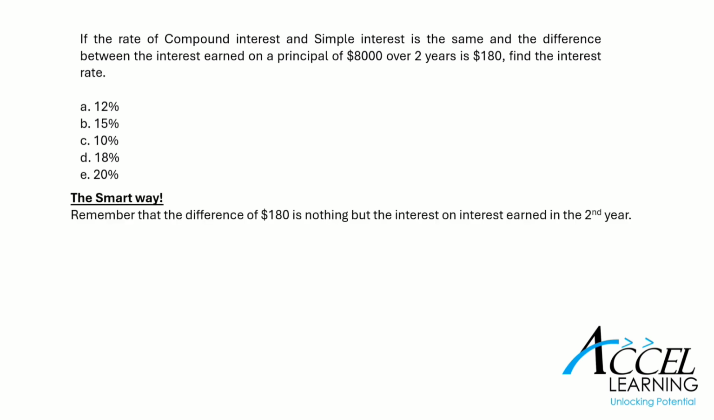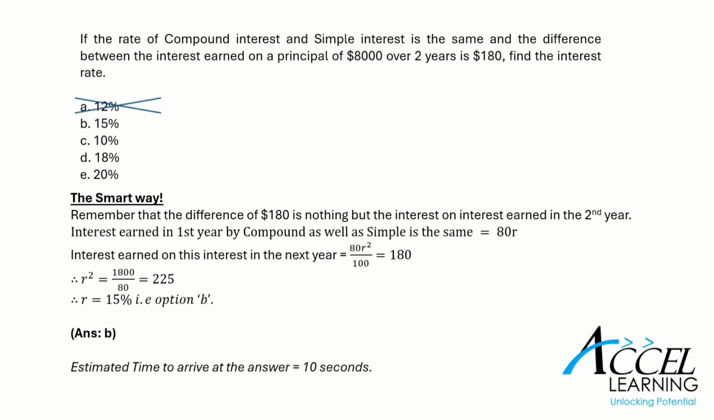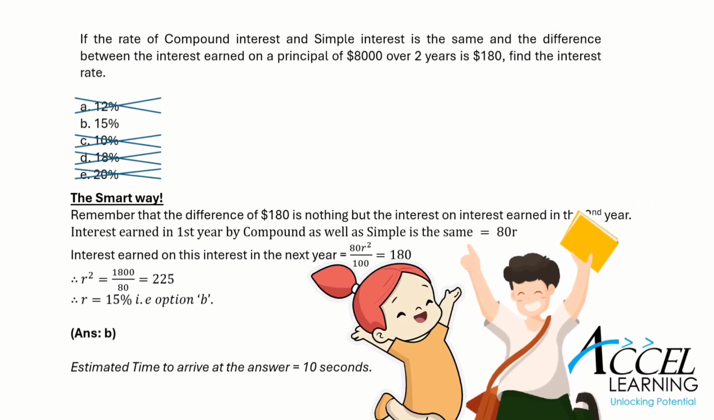So, the smart way. Remember that the difference of $180 is nothing but the interest earned in the second year. Interest earned in the first year by compound as well as simple is the same, which is equal to 80R. Interest earned on this interest in the next year equals 80R squared divided by 100, which is equal to 180. Therefore, R squared equals 1,800 divided by 80, which is equal to 225, and R is equal to 15%, which is option B. And the estimated time to arrive at the answer is 10 seconds. See how fast we got the correct answer?